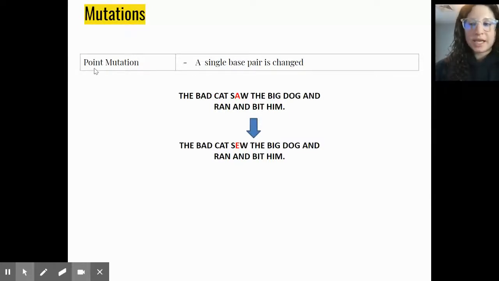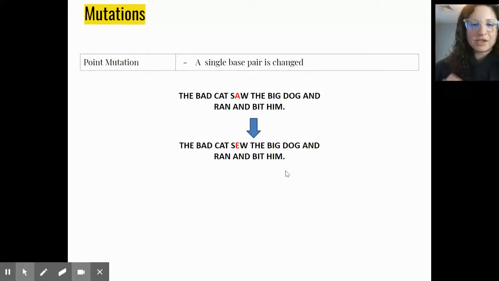So one type of DNA mutation is called a point mutation. This is what they were talking about with sickle cell anemia. So this is when a single base pair is changed, or it's a substitution mutation. A single base pair is changed in the DNA. So what you're seeing here is for our sentence, the bad cat saw the big dog and ran and bit him. If this A in saw is changed to an E, instead of reading correctly, the sentence is now going to read, the bad cat sew the big dog and ran and bit him.